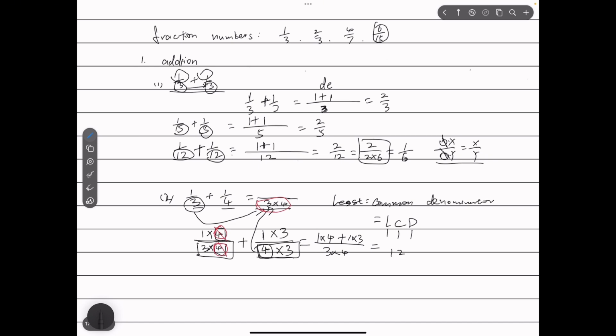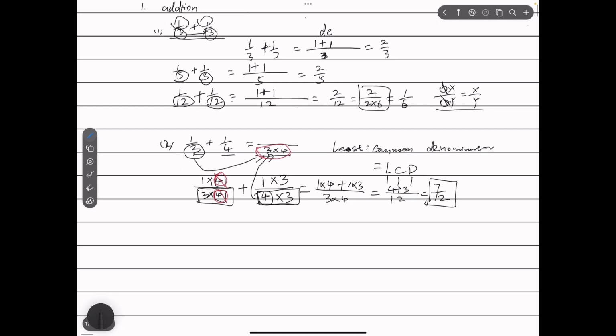So 3 times 4 is 12. 1 times 4 is 4. And 1 times 3 is 3. So it will be 7 over 12. That will be the final answer for 1 over 3 plus 1 over 4.